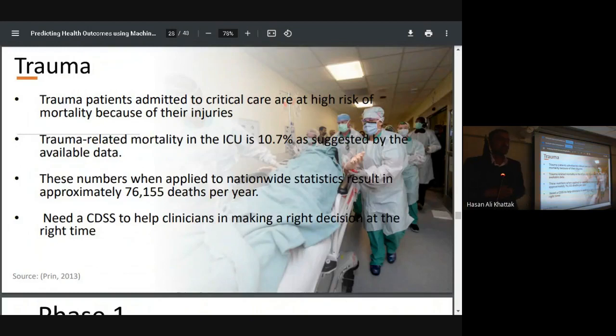And the second case is trauma. This we also identified through our analysis. Trauma patients admitted to critical care are at high risk of mortality because of their severe injuries. In ICU settings, 10.7% of the people usually die. But these numbers could be reduced if we could utilize the clinical decision support system right at the time when the patient arrives, like within 24 hours.